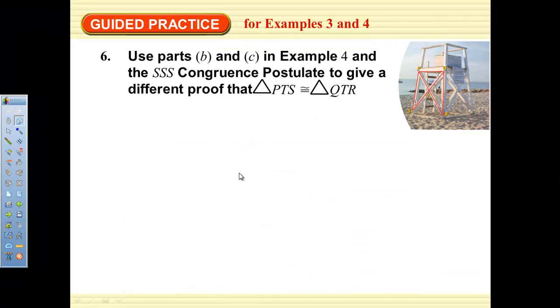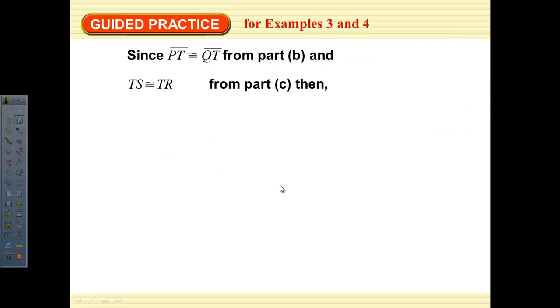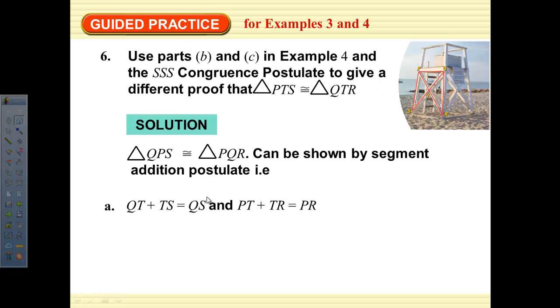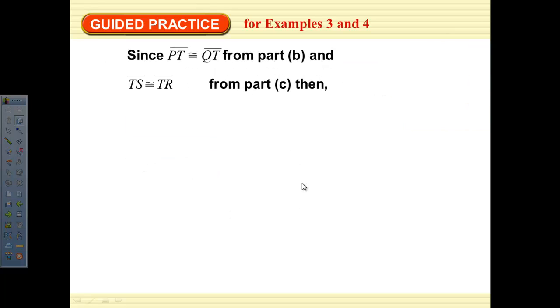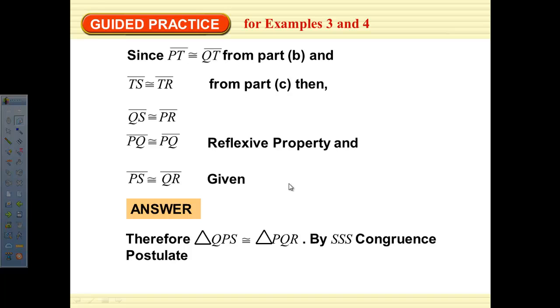We'll take a look. So again, we know that QPS and PQR are congruent, so we use the segment addition postulate, and it's a little bit confusing here the way that they do it. I think my way makes a little bit more sense. So again, we don't need to use the reflexive property in that case, but that was given to us, so we did our side for this one.